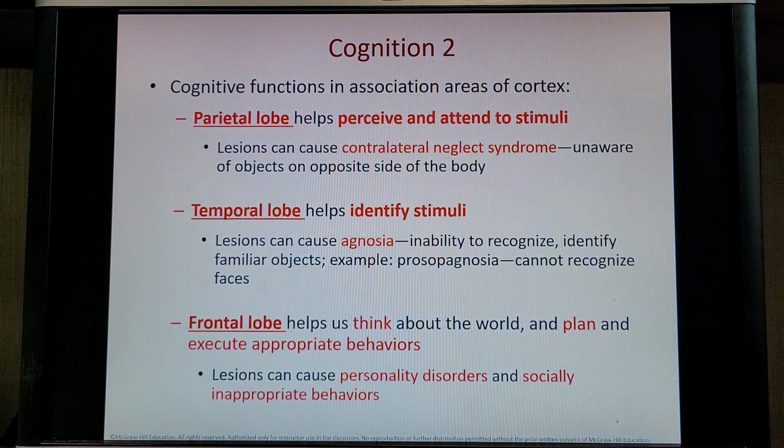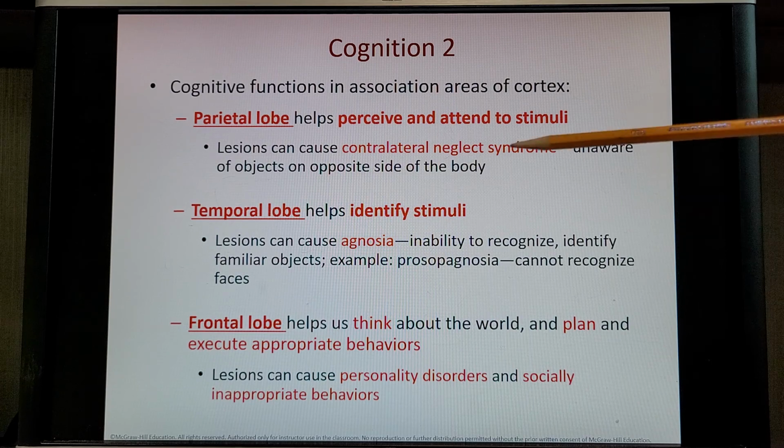So we have three different lobes that help with cognition. The first one, the parietal lobe, its job is to perceive and attend to stimuli, so the sensory information coming into the brain.